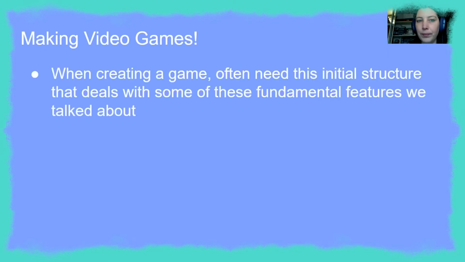So in terms of making video games, when creating a game, you often need an initial structure that deals with some of these fundamental features that we talked about, so input, and some of the other things on top of that, like physics and lighting. Depending on the type of game, creating this initial structure can be a big undertaking. In the past and still today, some larger companies and more tech-focused people choose to create code structures that handle these features to fit their specific needs.